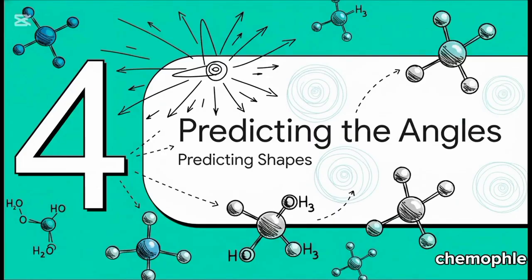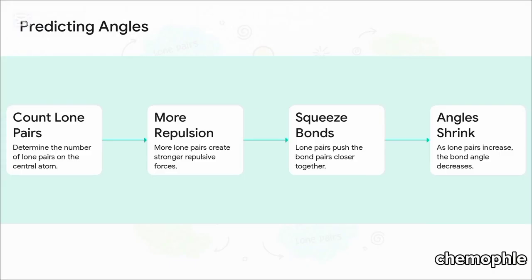This repulsion hierarchy isn't just a cool fact, it's a predictive superpower. It allows chemists to look at a 2D drawing of a molecule and accurately predict its final 3D shape and its bond angles. It's amazing. And it boils down to this really simple logic. First, you count the lone pairs. Just remember, they're the biggest bullies, so their powerful push squeezes the other bonds closer together. So the result? As you add more lone pairs, the angles between the bonds get smaller and smaller.